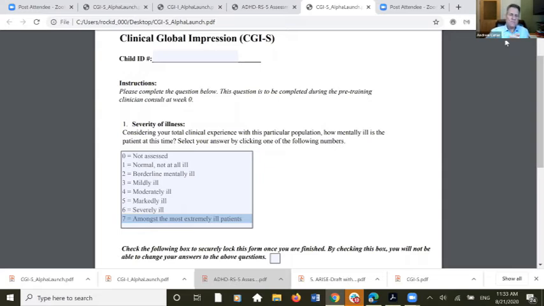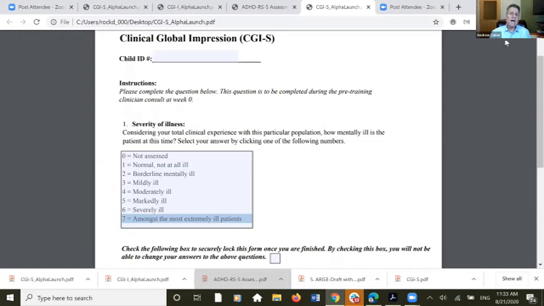And the way this is written is it's one question with seven options for rating this item. And the question is, considering your total clinical experience with this particular population, again ADHD, how mentally ill is the patient at this time? So you're really focusing here on the past week. It's the past 7 days that comprise the time frame for rating this scale. And you'll see here there are 7 choices. The 0, which is not assessed, of course, should not be an option because you're going to assess this. So your items are 1 through 7.